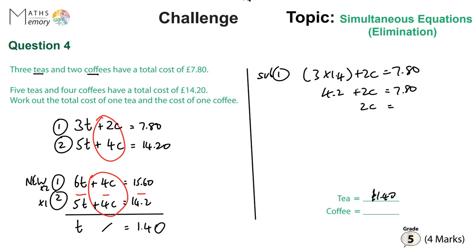Let's make C the subject. 7.8 take away 4.2, so 2C will therefore give us £3.60. C therefore is £1.80. That's how much the cost of coffee is going to be. So again, this is a worded question. We need to go back and look into how the words fit into these maths questions, or let's say the maths setup over here.